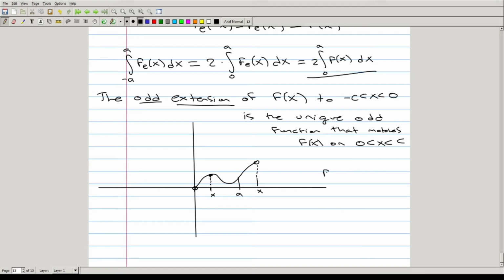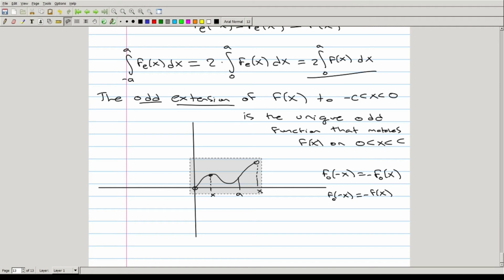And so remember that f odd of x, or an odd function, has that f odd of negative x is equal to negative f odd of x. Or, right, what we have is that this function f odd has to match f of x on the interval that we're dealing with for negative values of x. So if you look at, say, the definition here, this is saying that f odd of negative x will be equal to negative f of x.